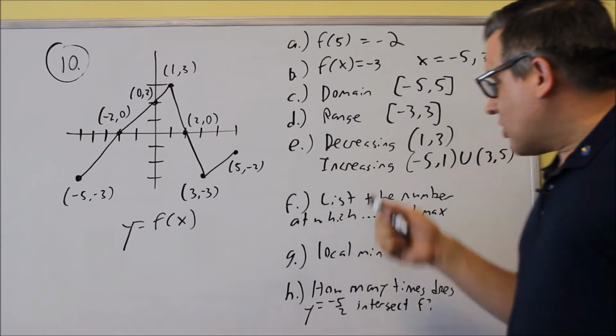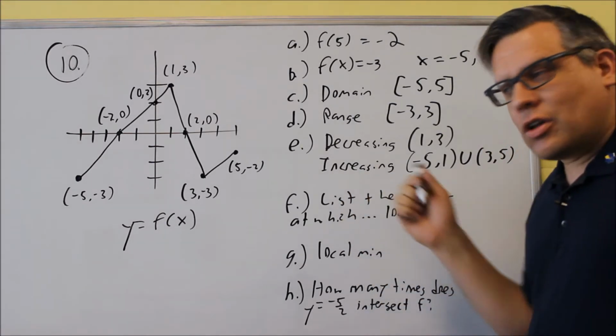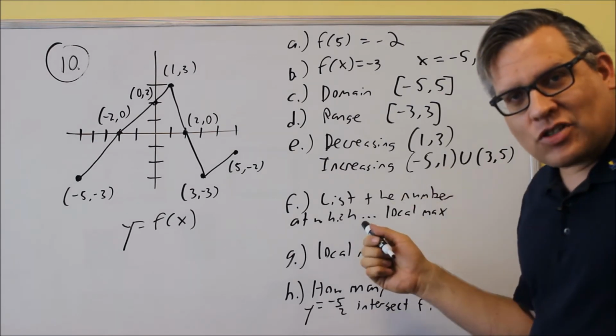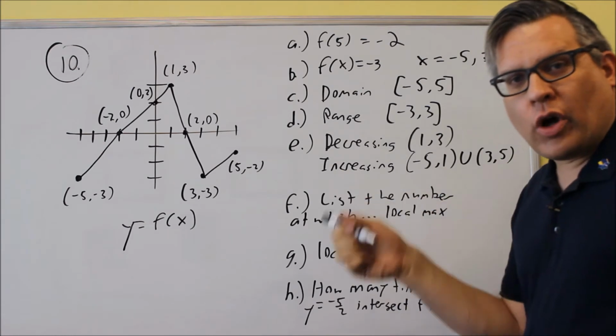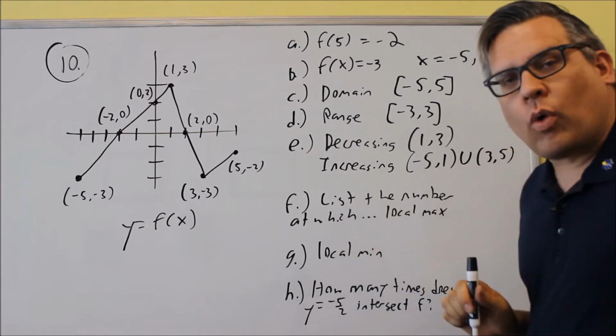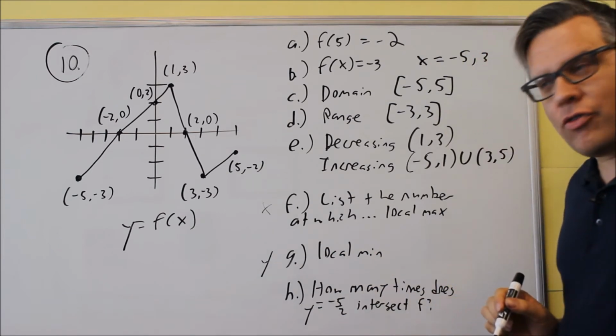Now, part F, it says list the number at which. If you see that phrase, list the number is referring to an x value. Whereas this one, when it just asks you for the local or relative min, is referring to a y value. So this one is x, this one is y, is what they're asking you for.